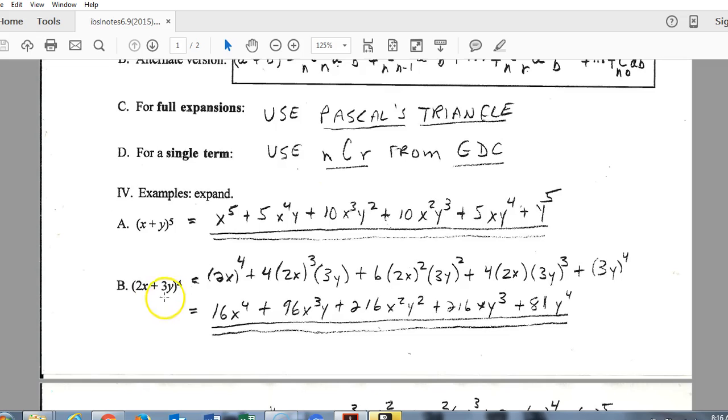Again, if you look at example B, it would be the same idea. I would look at the row 4 numbers, which are 1, 4, 6, 4, 1, and lay those out first to begin any of these problems. So it starts with Pascal's triangle. Then from there, you are putting in place what we call the A term and the B term.